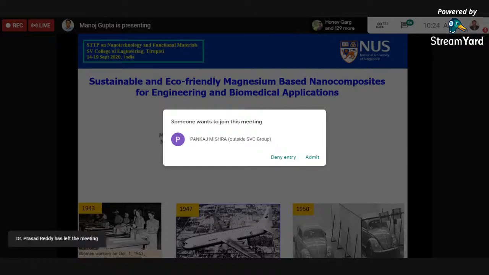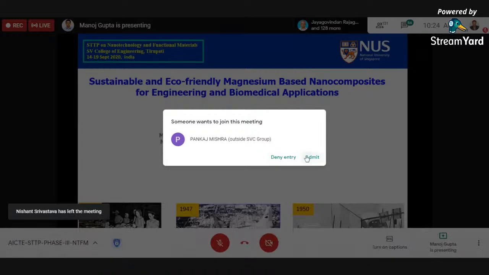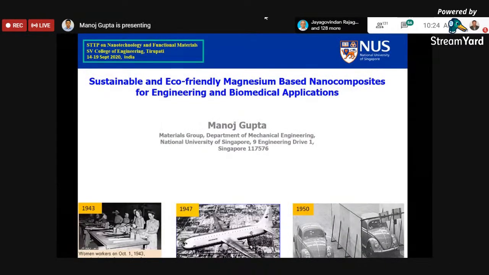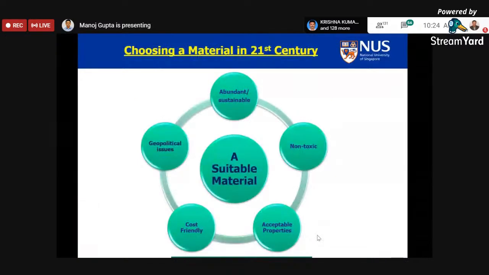In 1947, we have seen the Convair aircraft here, which used magnesium. So it was used in the aerospace sector. And the famous Beetle car used almost 20 kg of magnesium. So these three pictures show you the application of magnesium in defense technology, in the aerospace sector, and in the automobile sector. And that is where the modern researchers are trying to bring it back.